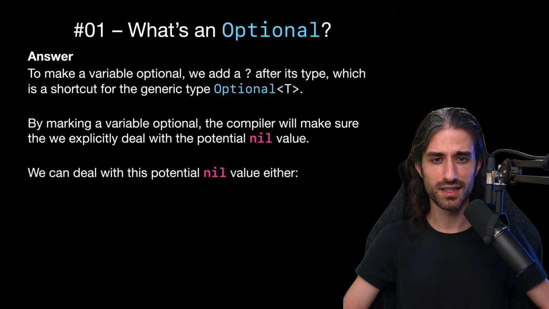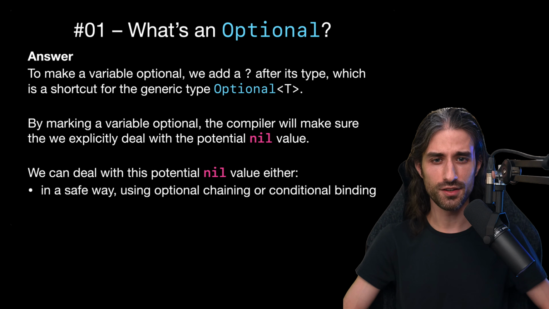And we have basically two ways to deal with the potential nil value. First, we can use the safe approach, which is by using syntaxes like optional chaining to call a method on an optional, or conditional binding, the famous if-let syntax. And these approaches allow us to deal with the optional in a way that is safe, meaning that if the value is actually nil, our code won't crash, but we will need to write a bit more code to deal with the potential nil case.